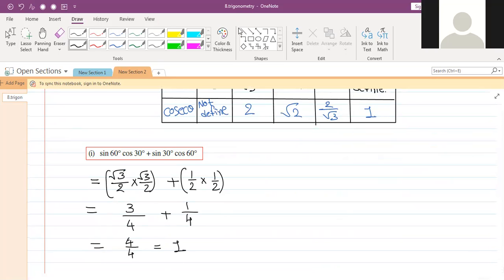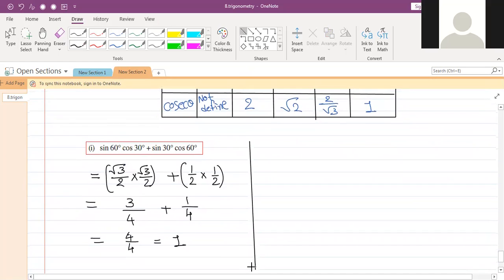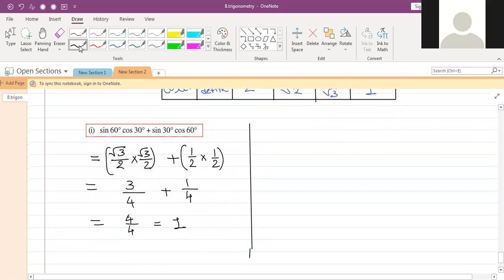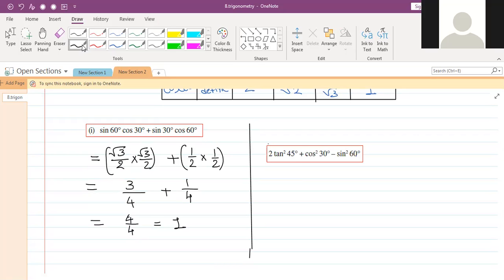Understand? So using this trigonometric ratio of specific angles, we can find the values of different trigonometric expressions. But this table is useful only when the angle given is 30, 60, 45, 90, or 0 degree.